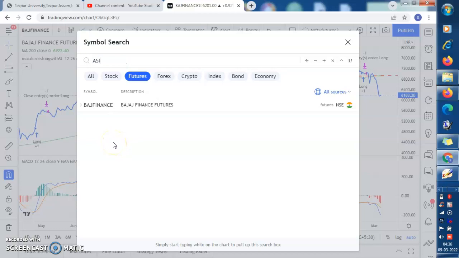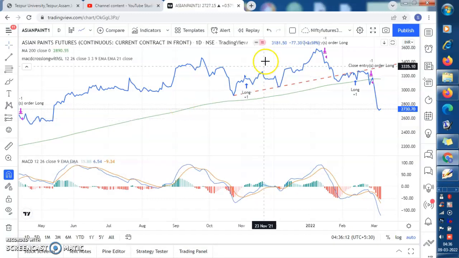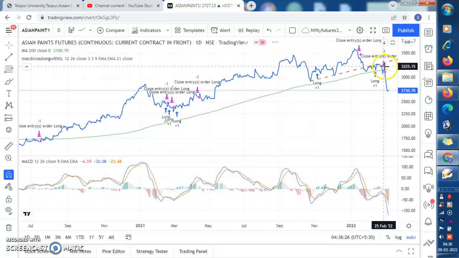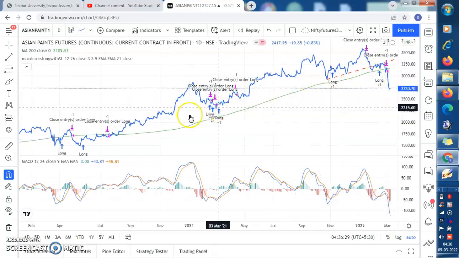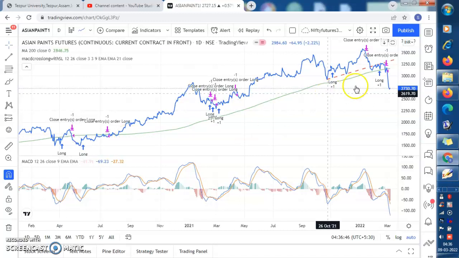Then let us look at one of my favorites, Asian Paints futures. Asian Paints has fallen significantly from its high of nearly 3600 to now 2730. In fact, it went to 2650, so it is a very sharp fall. Even if you compare it with previous corrections below the 200-day moving average, the last time was in August, and before that in May 2020. So almost 1.5 years ago it had gone below the 200-day moving average, and now it is going sharply.